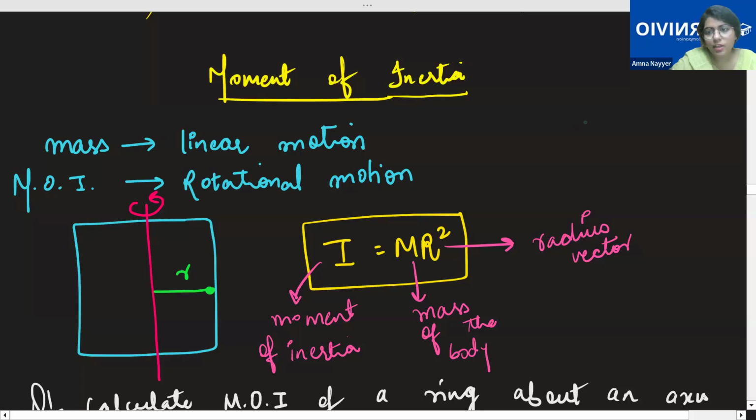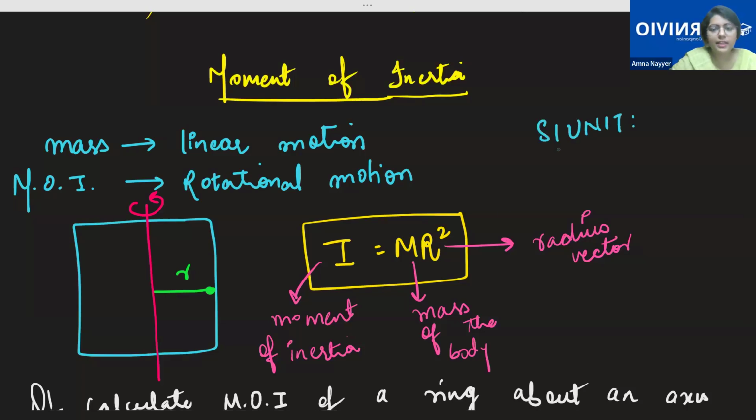Now see, SI unit will be mass is kg, radius square is meter square. This becomes the SI unit. The CGS unit of it is gram centimeter square. These two are there. Write it, then let's see some questions.